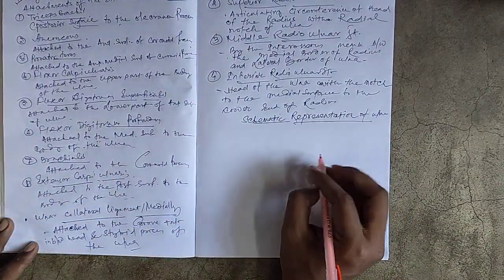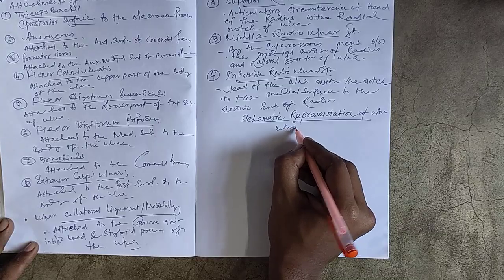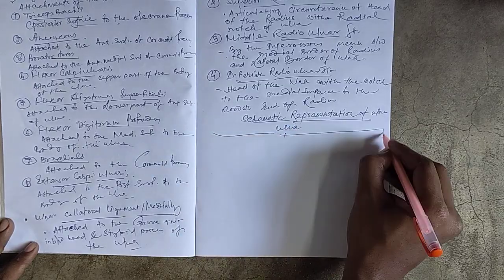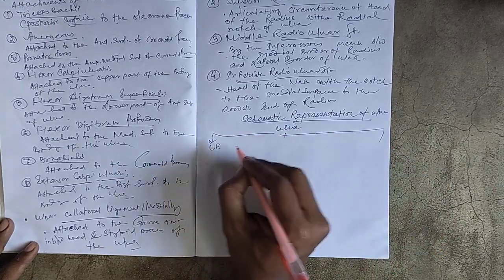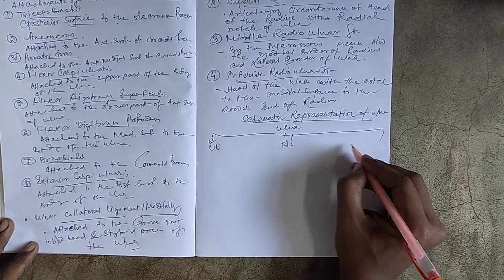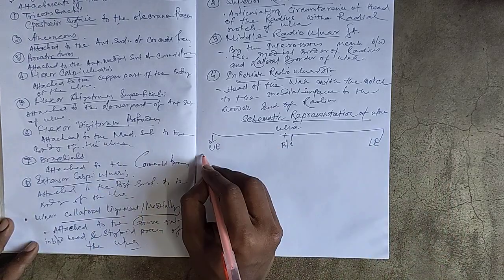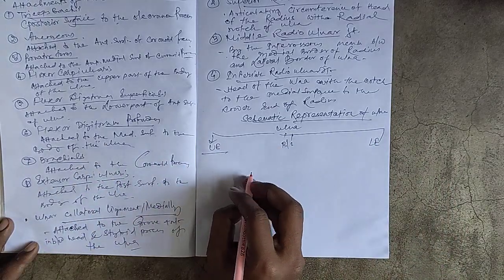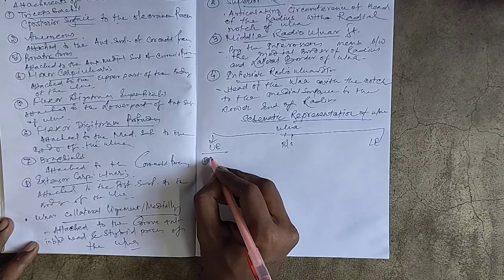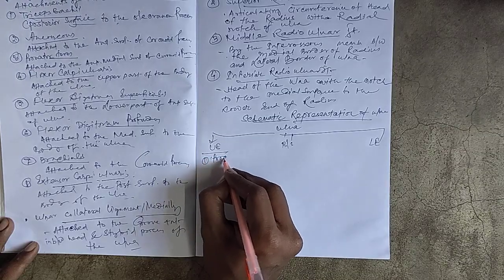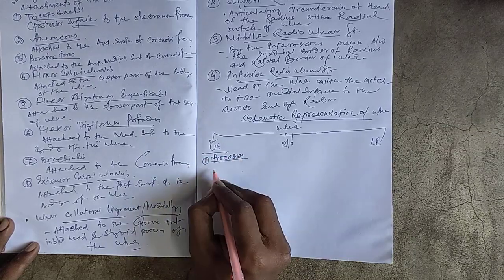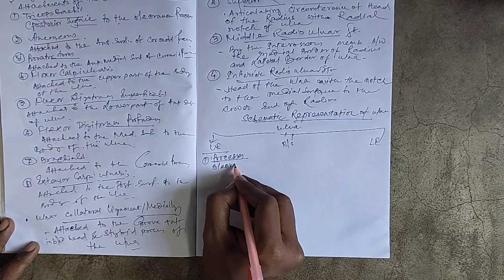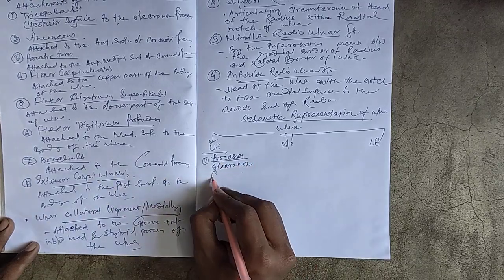Now in the first point, the ulna has three parts, as it is a long bone. The three parts are: one is the upper end, one is the body or shaft, and one is the lower end. The upper end consists of two processes: one is the olecranon and one is the coronoid.